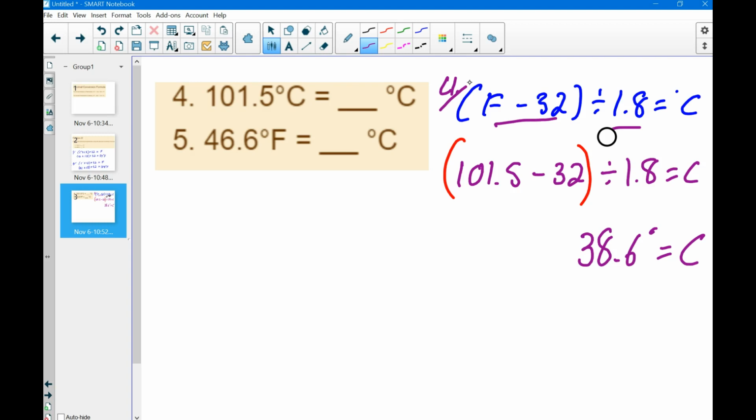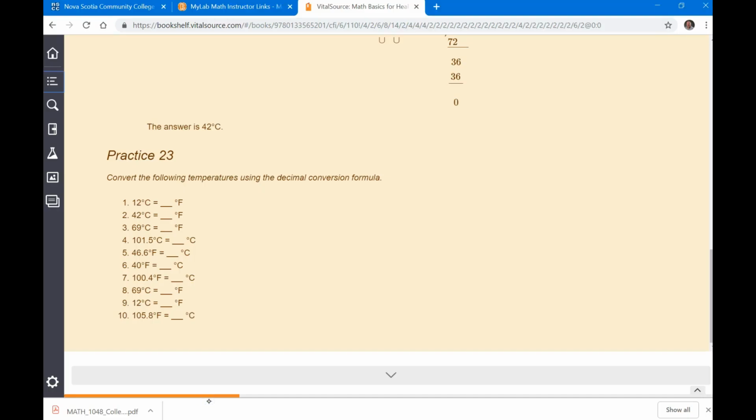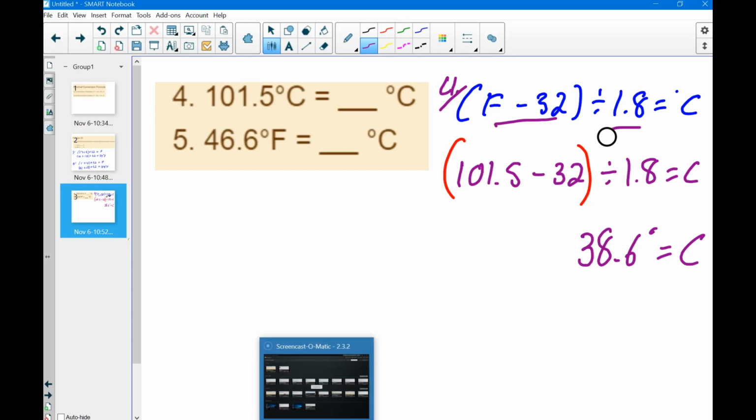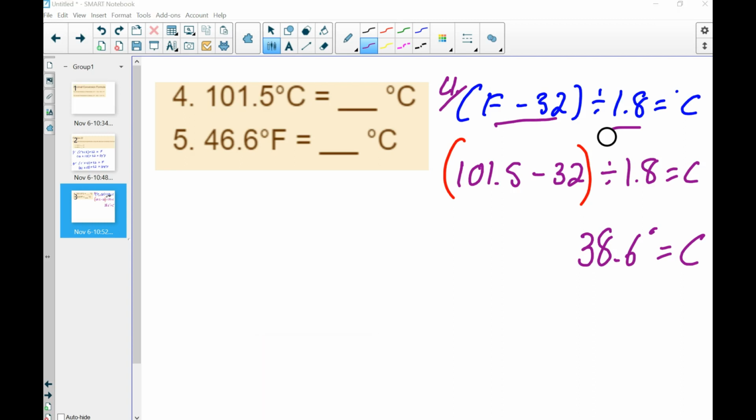So let's try number 5. This one is, hang on, I just noticed something. I think it's a typo actually. Let me think about this for a second. Yeah, typo in the book. Yay! I did it. I overlooked the typo, but in case you didn't catch it, I'll show you where it is. Right here.